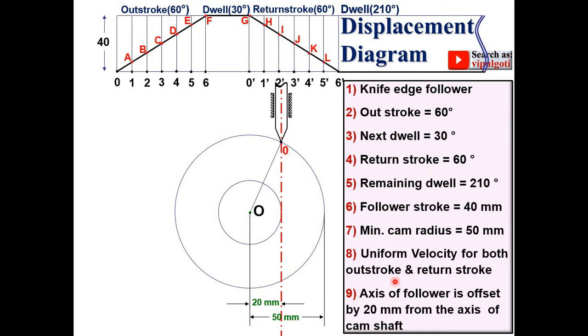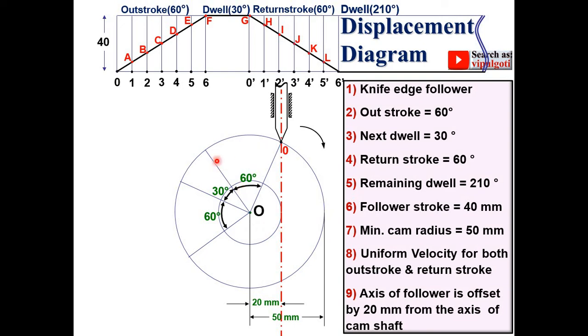Now here the direction of the cam rotation is not given to you in the description, so you can assume it in the clockwise direction, and so your angles must be in the anti-clockwise direction, means opposite to this direction from this reference axis. So first 60 degree, then next 30 degree, then next 60 degree, and so automatically this is 210 degree.